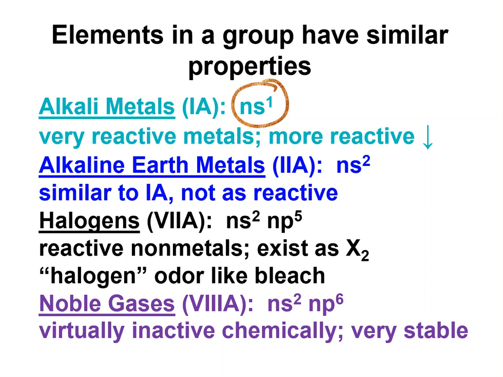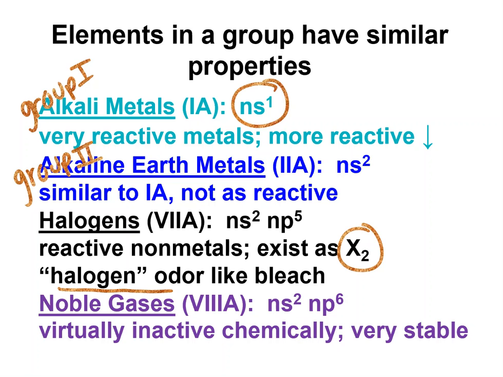Maybe I should put this on here. We always call these group 1, and we generally call these group 2. But anyway, they're not as reactive, but they are reactive. Halogens, you know, are diatomic. They do also all have a similar odor to bleach or like swimming pool, what we associate with a chlorine or Clorox kind of smell. And then, of course, the noble gases are relatively stable.